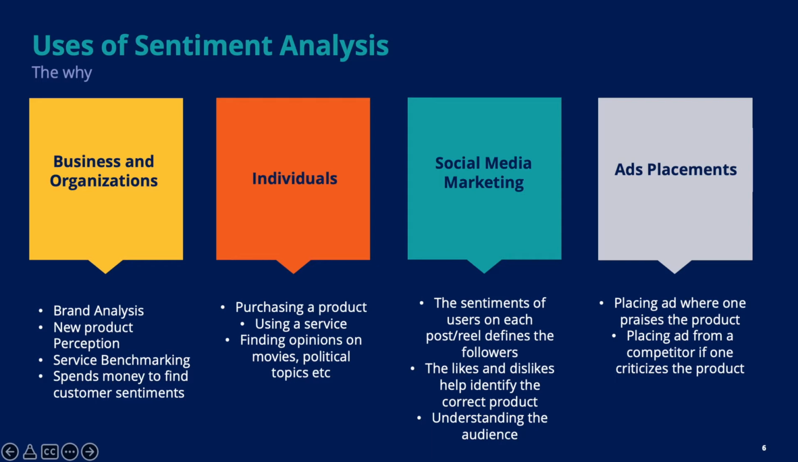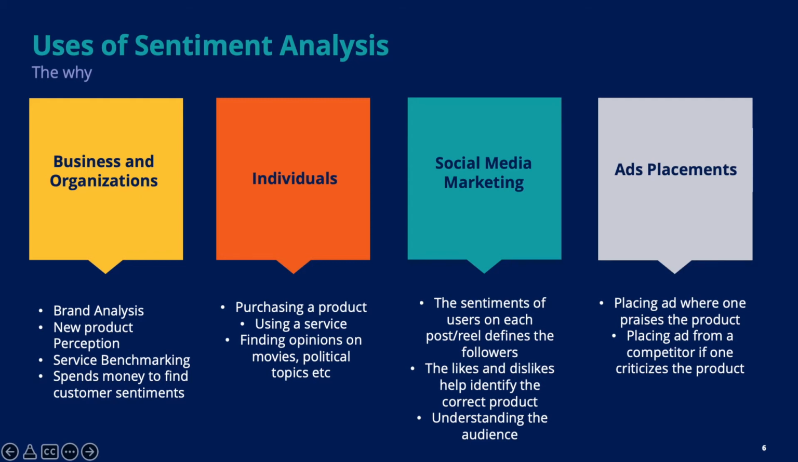For example, if we go on Amazon and try to purchase a product, we always check the Amazon's choice. We look at customers' reviews and the ratings. Third, it is used for social media marketing. The sentiments of users on each post or reel defines the number of followers a particular page has. Higher the number of followers, they have more reach. The likes and dislikes help us identify the correct product and help us understand which audience should they target.